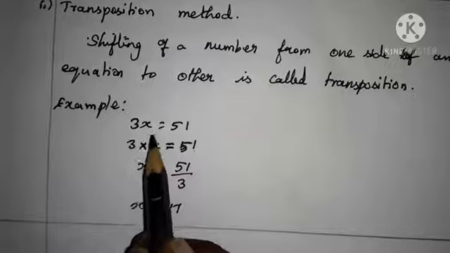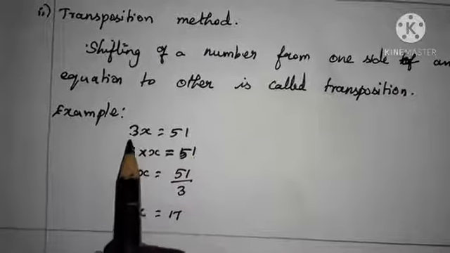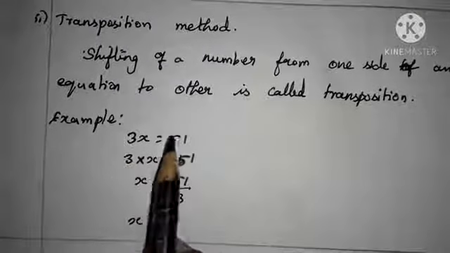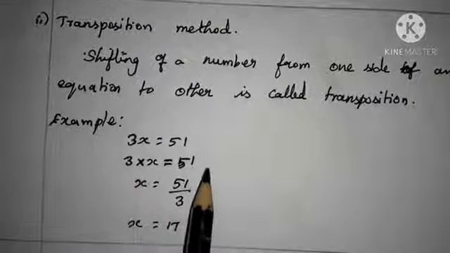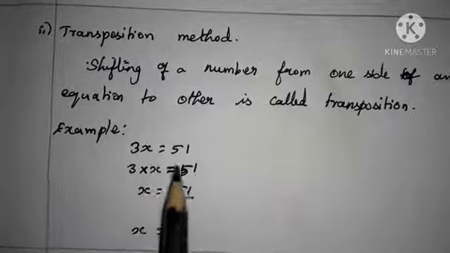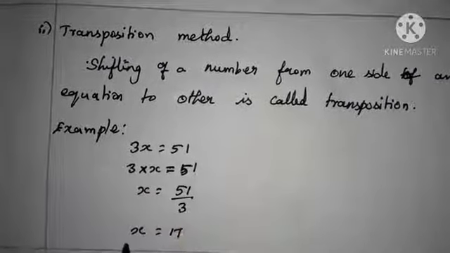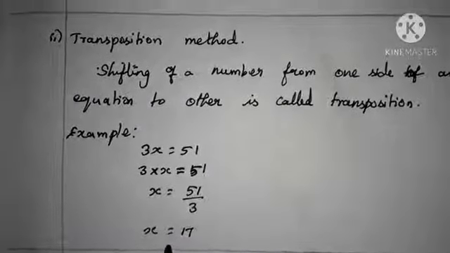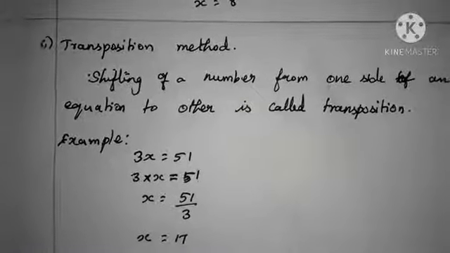Example: 3x equal to 51. To find the value of x, we move this 3 from the left hand side to the right hand side. Since it is in the form of multiplication, when we move it to the right hand side, it becomes the inverse. That is, the inverse of multiplication is division. That is 51 divided by 3. We get the value x equal to 17. This is the method of finding the value of x using the transposition method.